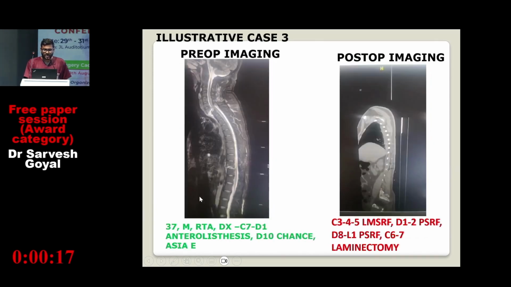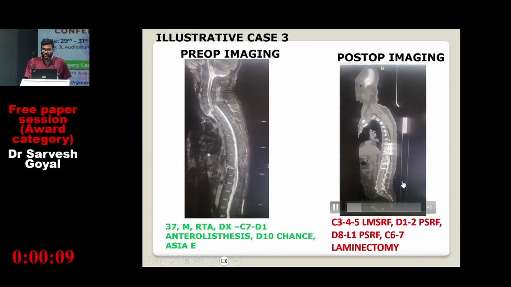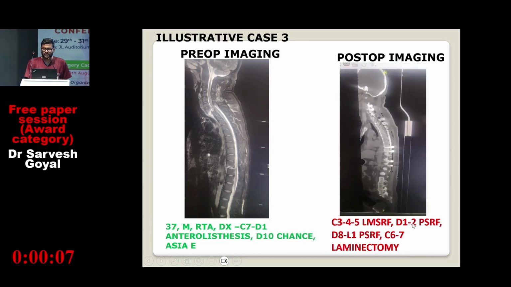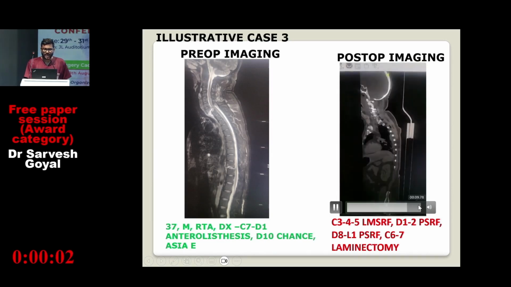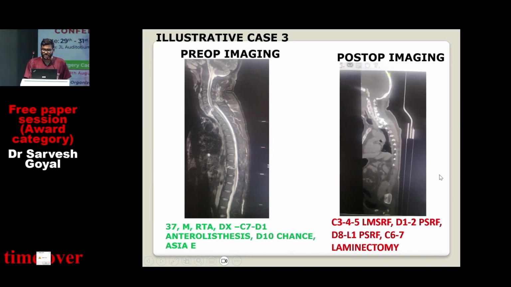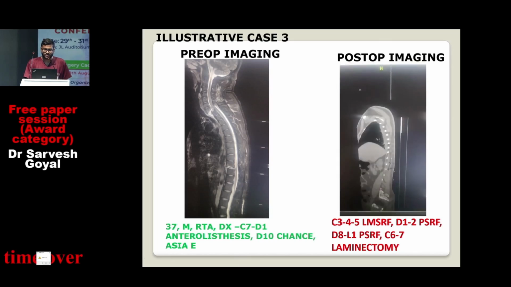Another case, a 37-year-old male, RTA, C7 D1 anterolisthesis with D10 chance fracture, ASIA E, managed with C3 to C5 lateral mass screw rod fixation along with D1 to D2 pedicle rod, and D8 to L1 pedicle rod and screw fixation, along with C6 C7 laminectomy.